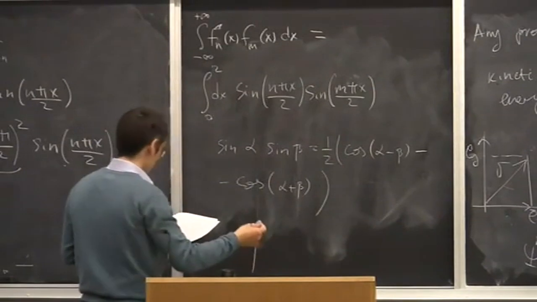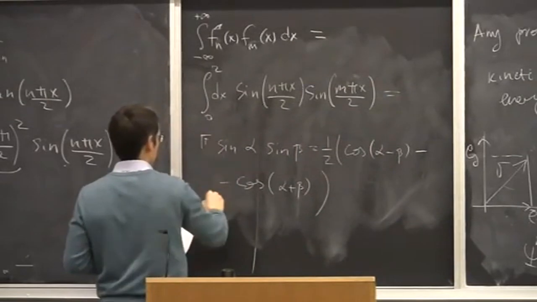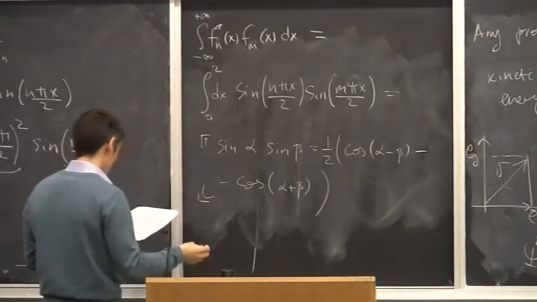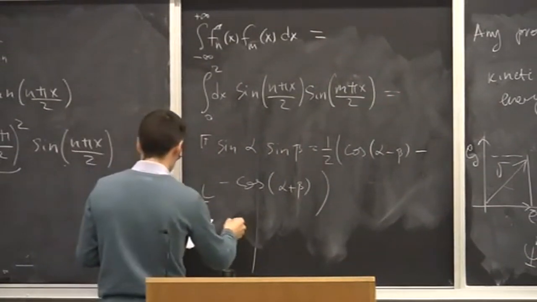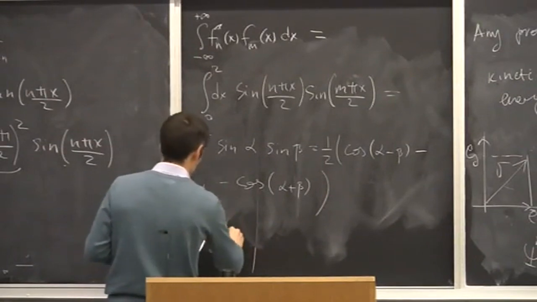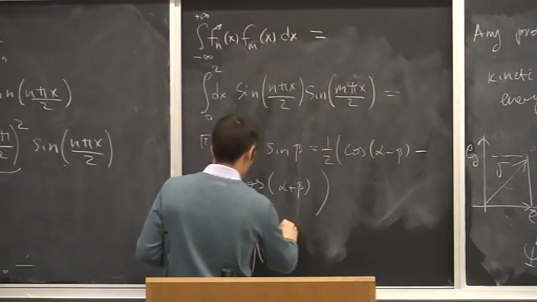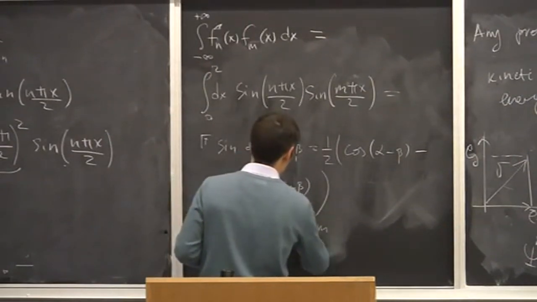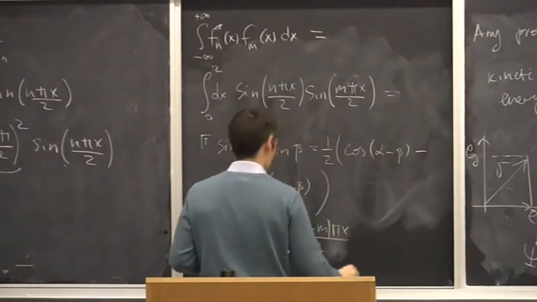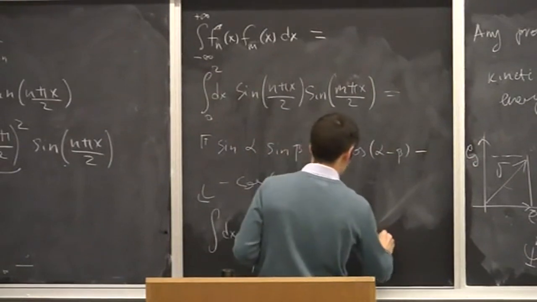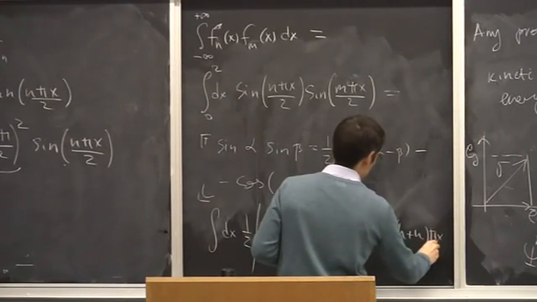So we do that, and the integral here, this is like an intermediate step. Well, the integral will be the integral of dx 1/2 cosine (n minus m) pi x divided by 2 minus cosine (n plus m) pi x divided by 2.